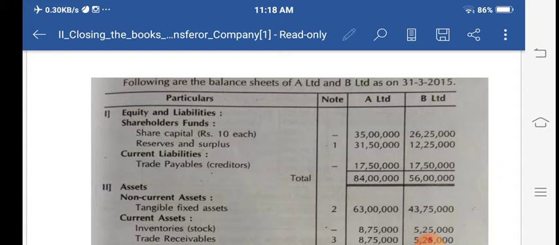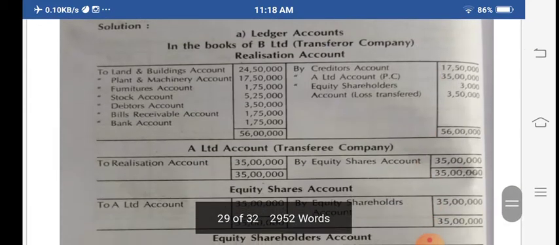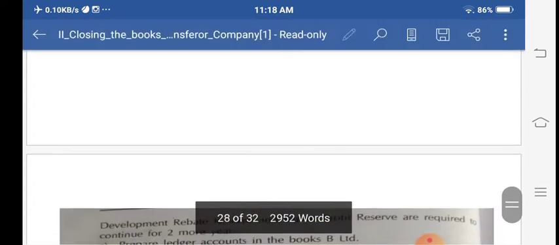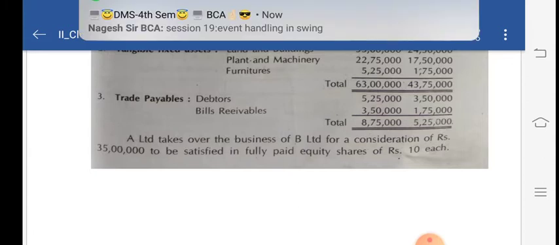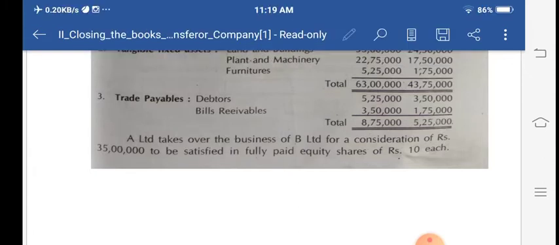It means 3,50,000 shares of A Limited, and B Limited's also 3,50,000. How is it 3,50,000? Because now A Limited takes over the business of B Limited for a purchase consideration of rupees 35 lakhs. So it means we just convert it into equity shares, where each share price is rupees 10. Then how many shares?